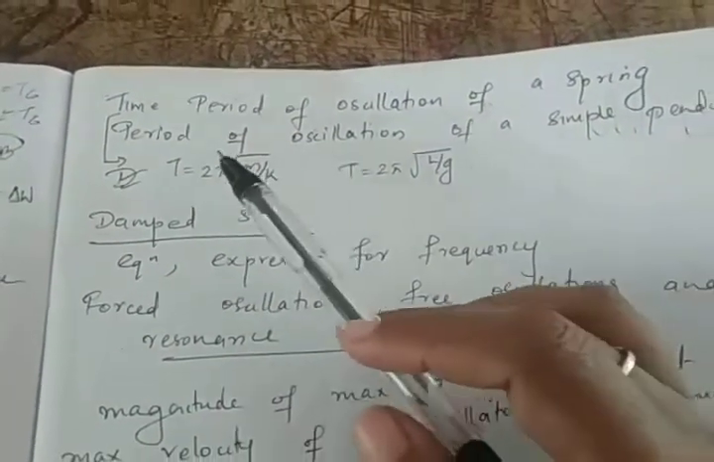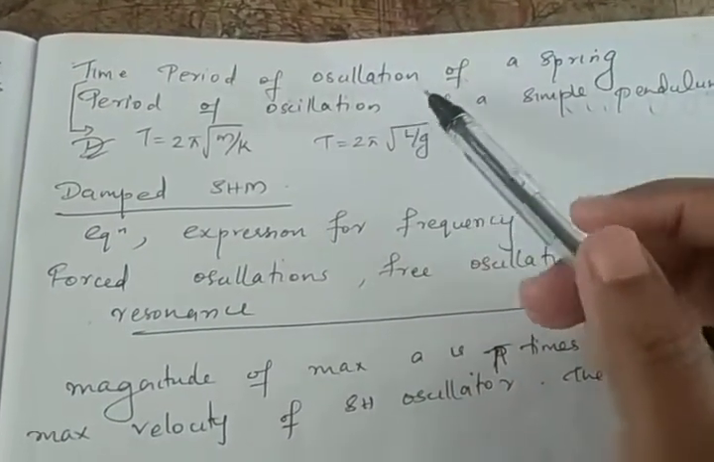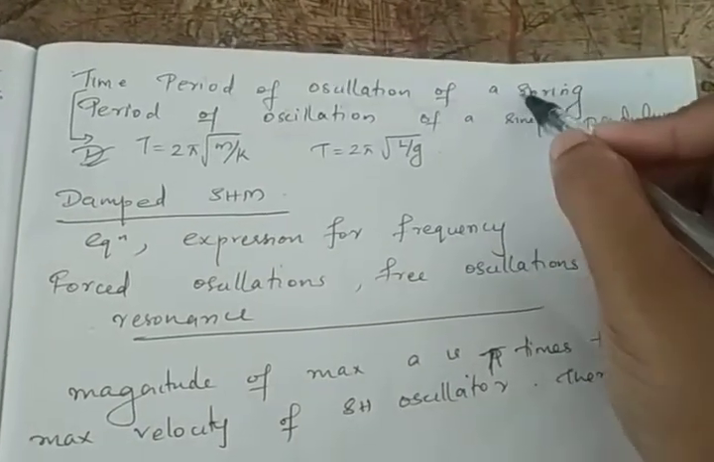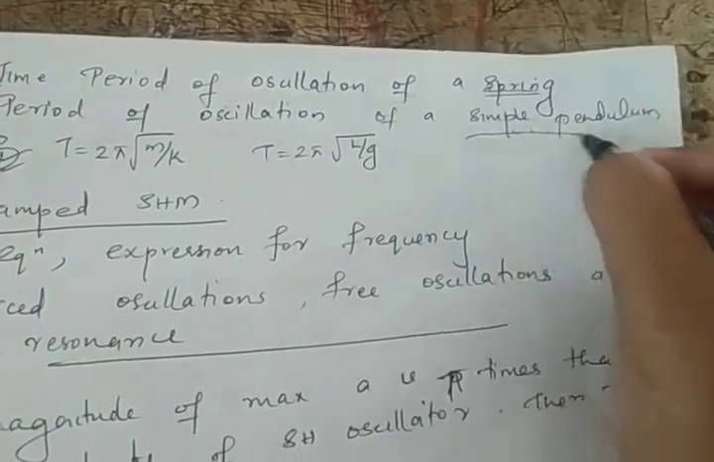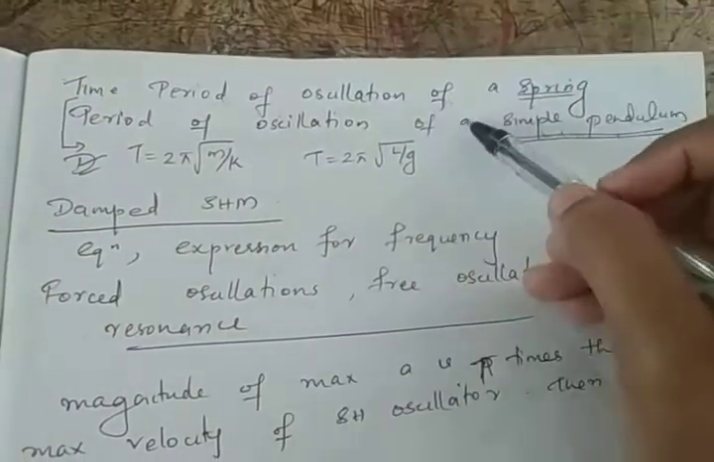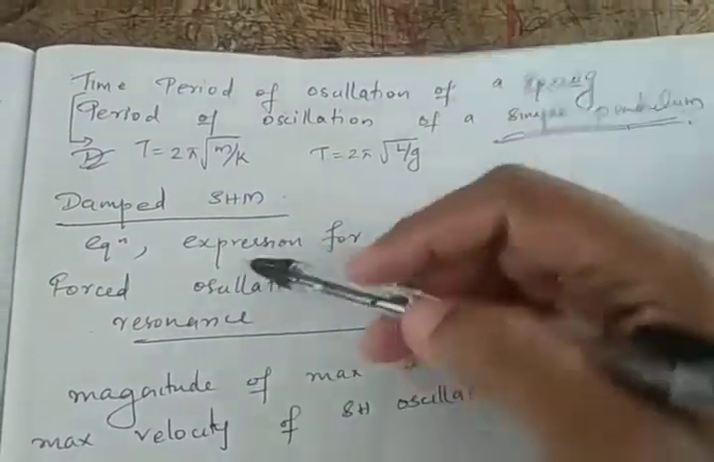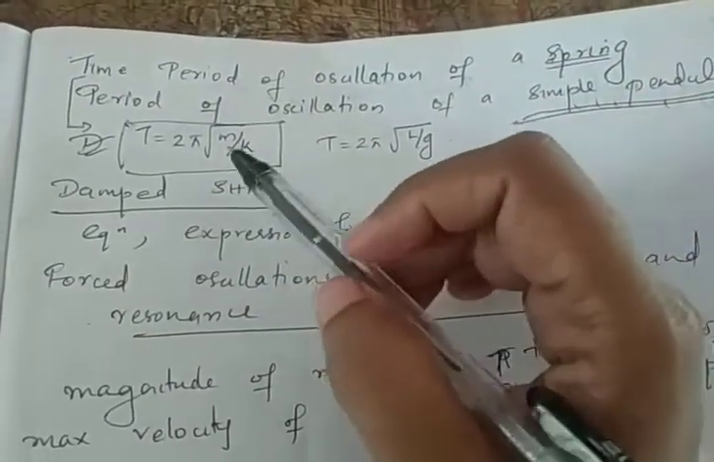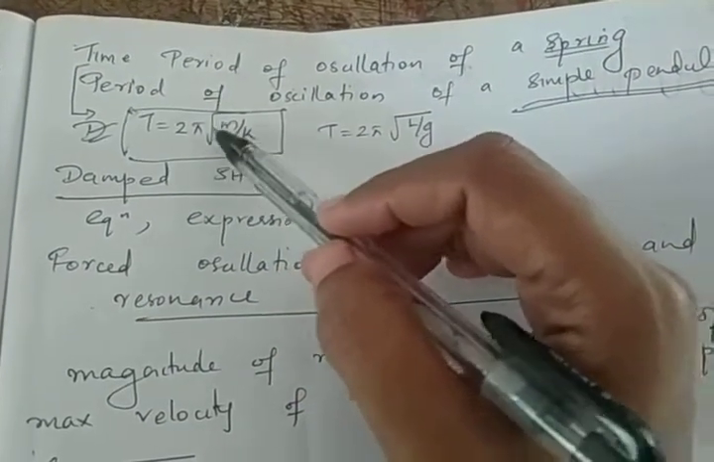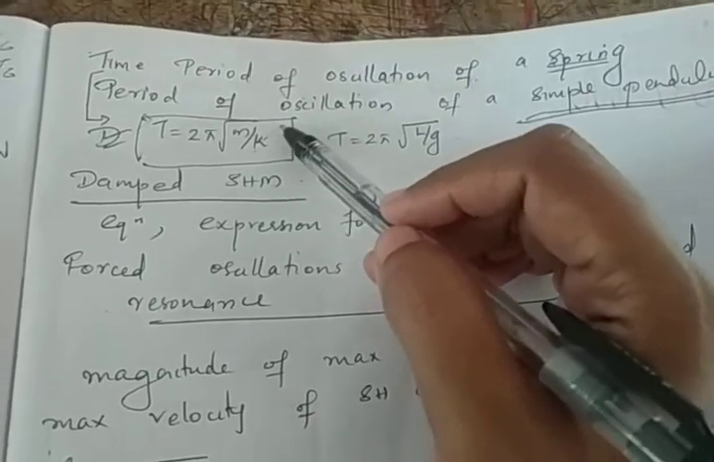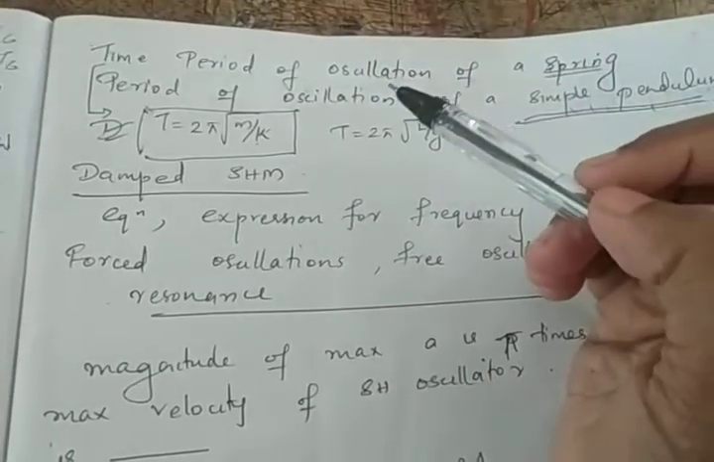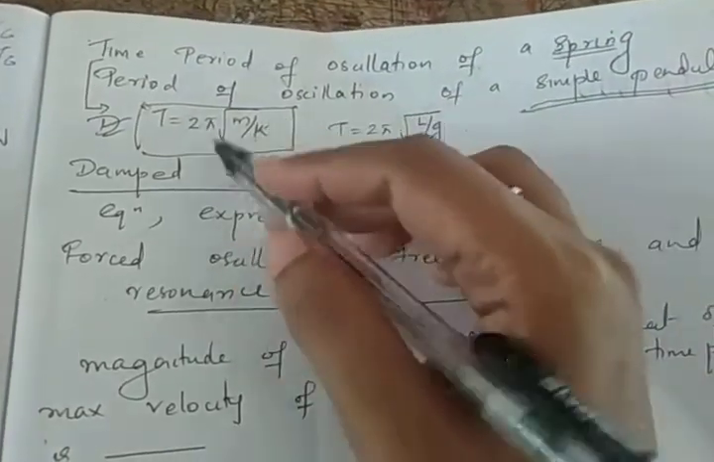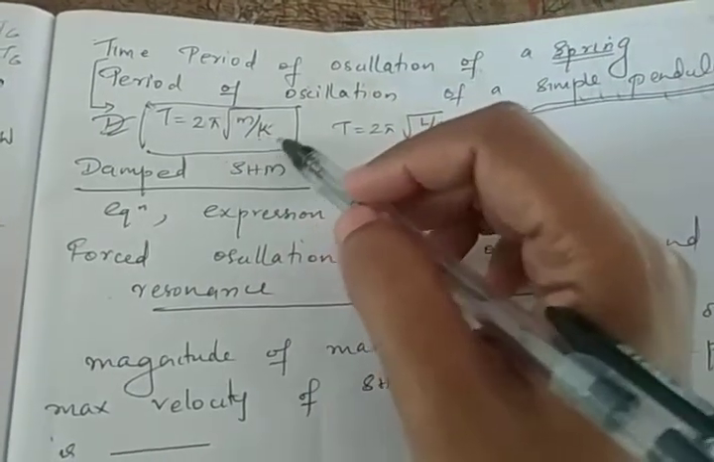Then we came across several systems executing simple harmonic motion. The first system was that of a spring and another was that of a simple pendulum. This is the expression for the time period of oscillation of the spring: time period T is equal to 2 pi square root of m by k, where k is the force constant and m is the mass of the spring. This is a derivation. Study that derivation. You can expect that for your exams.